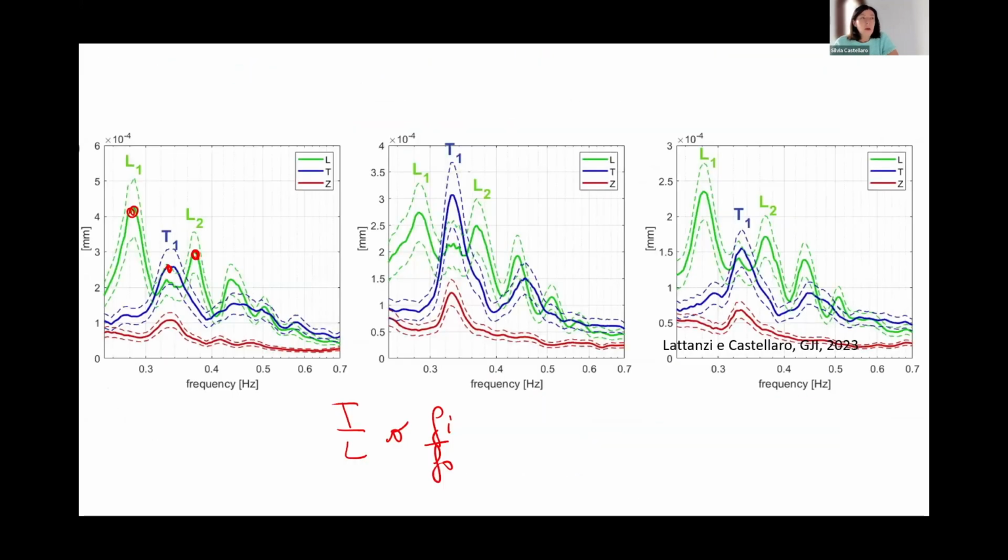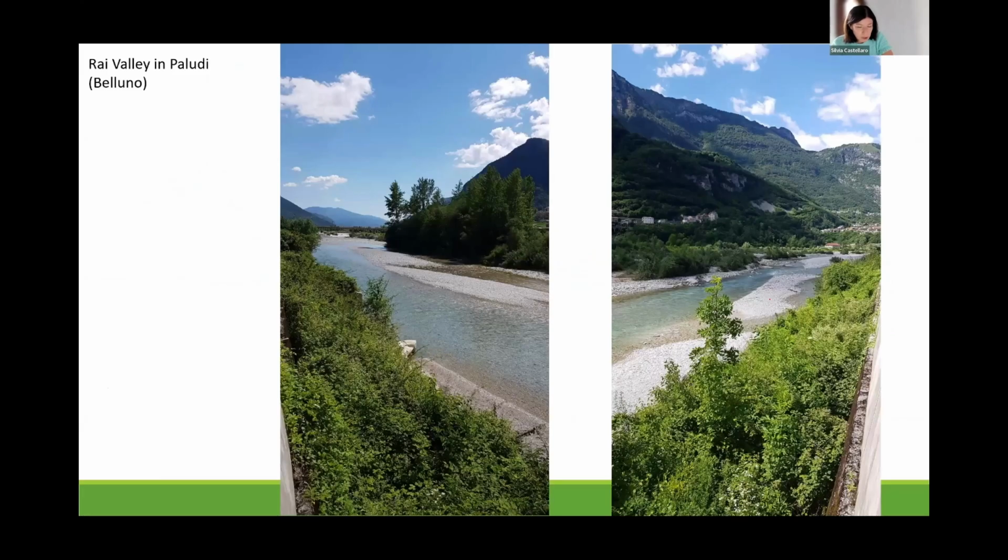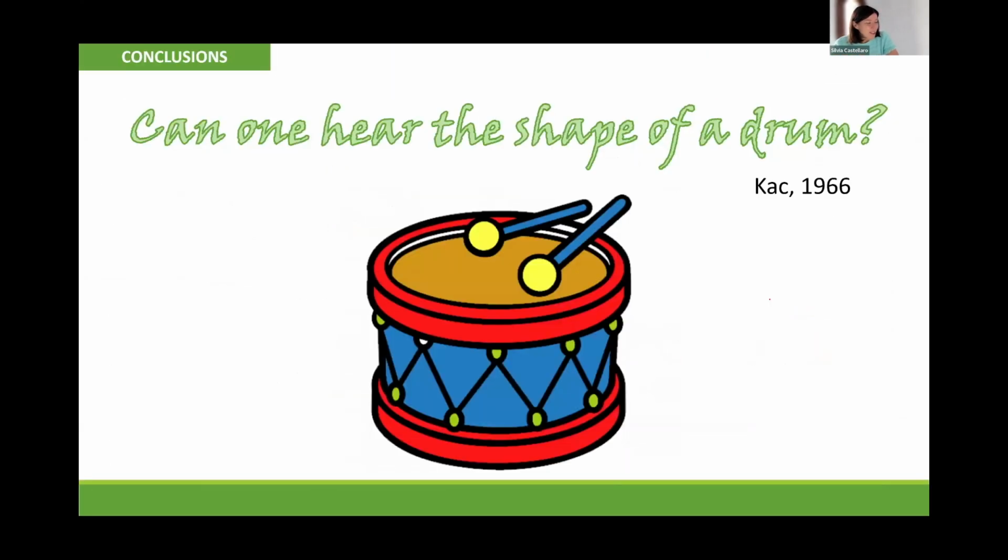Sorry, I wanted to find the picture, but I think it's in the end. Okay. So what we did in this case, in the case when we see real resonances, is something similar to what this mathematician asked himself in 1966.